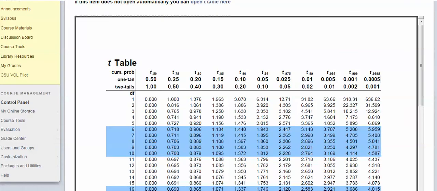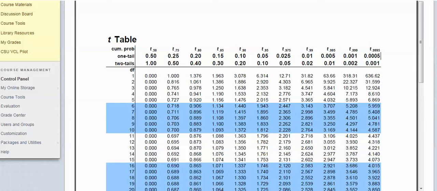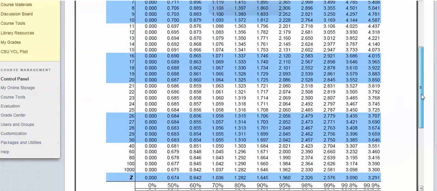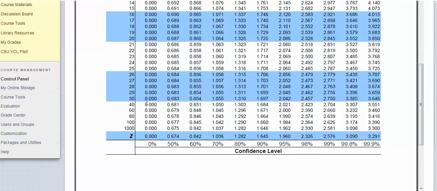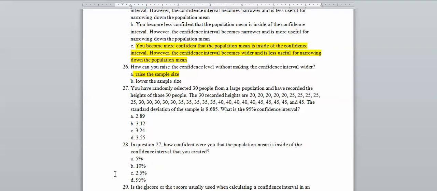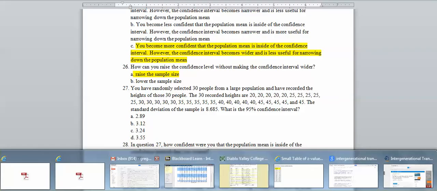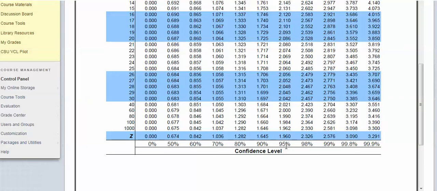Here we have a t-table. We go to row 29. It's n minus 1. It's a confidence interval question, so we can just go to whatever confidence we have. I think I said it's a 95% confidence interval, which would mean we use that column. So here we go, 95%, row 29.